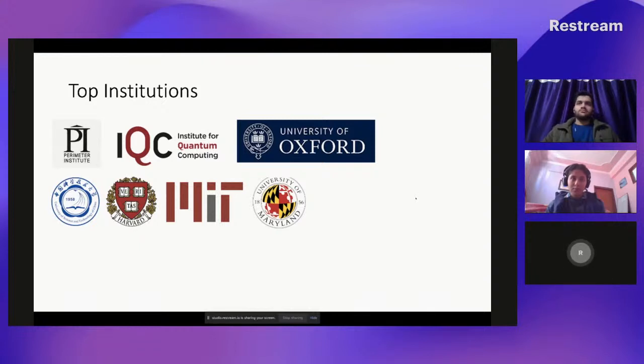And at Harvard, there's Mikhail Lukin doing neutral atoms. I didn't list all the institutes because anywhere you can think of has someone doing something related to quantum computing.